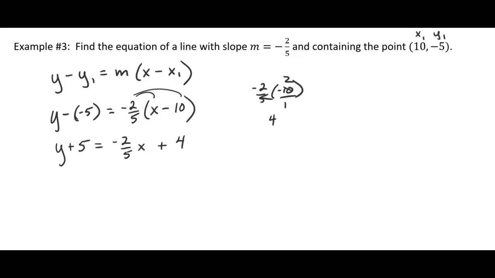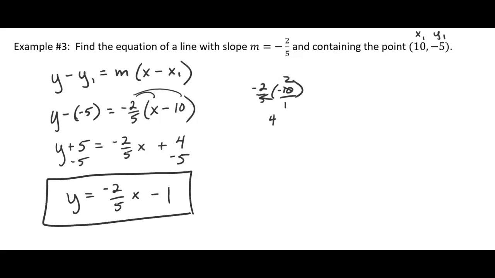And then usually they want these, it doesn't say, but usually they want them in slope-intercept form. So I'm going to go ahead and subtract 5 from both sides to get the y by itself. So y equals -2/5 x minus 1. And then that's the equation written in slope-intercept form. That's the equation of the line.